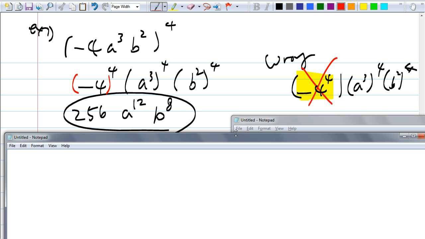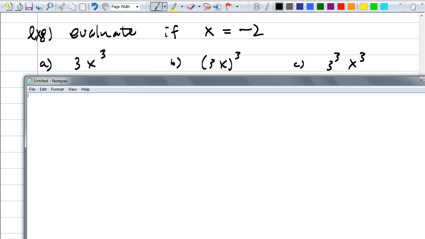Okay. Any questions? All right, good. Go ahead and do example 8. It says evaluate if x equals -2, and all these three expressions look very similar, right? 3x to the third, (3x) to the third, 3 to the third times x to the third. Tell me what you get.